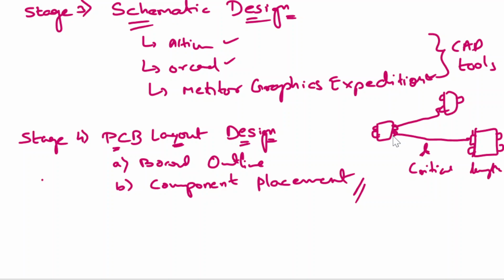Some design calculation based on your frequencies, power transmission and characteristic impedance. You need to place these components properly, otherwise these transmission lines may act like an antenna and start emissions. That will cause EMI/EMC issues. So that's why this component placement is also very important.